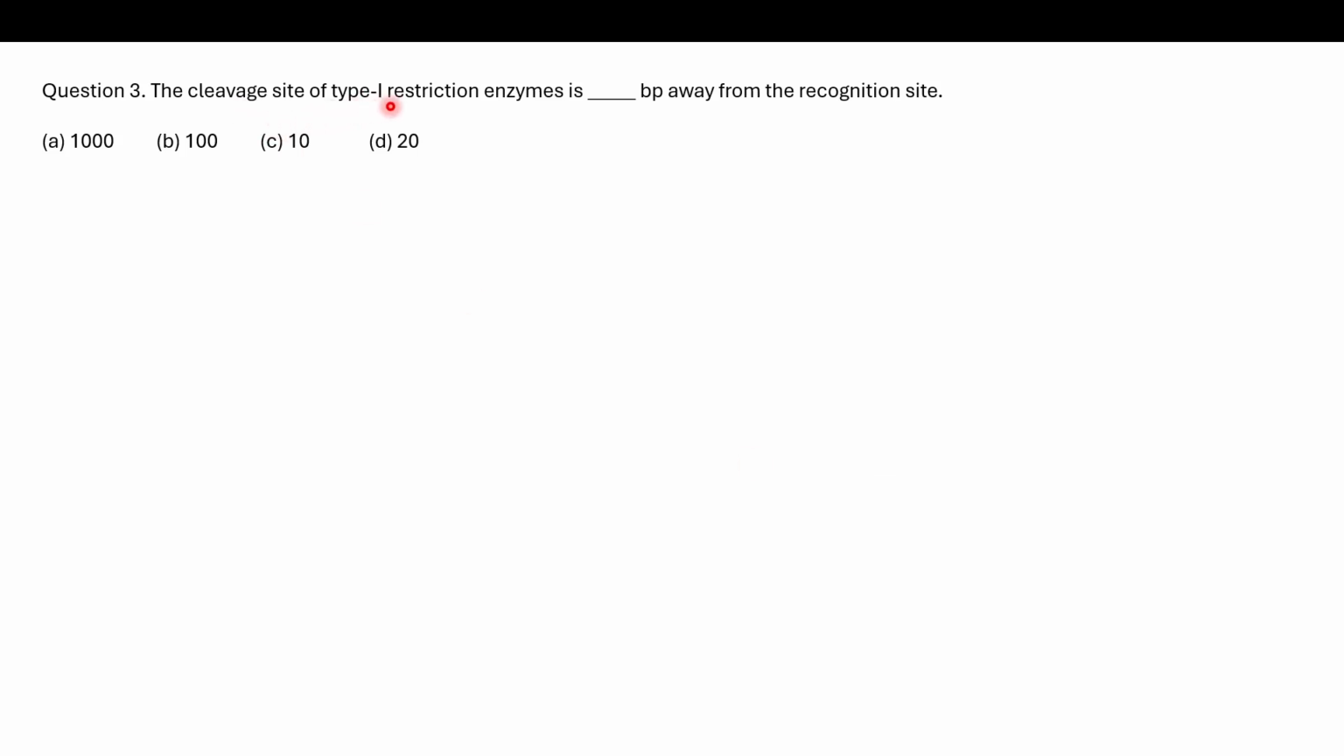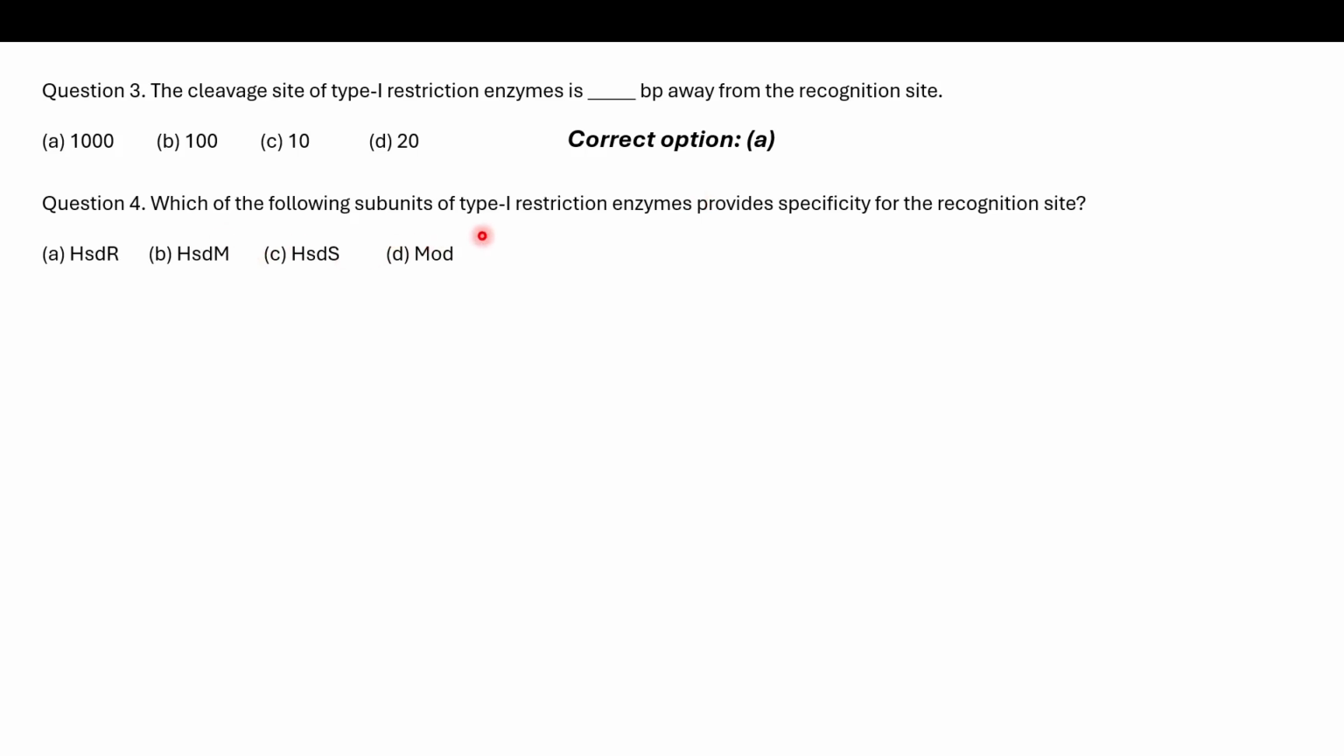The cleavage site of type 1 restriction enzymes is dash base pairs away from the recognition site. Answer is option A. We looked at it, like 400 to 7,000 base pairs away. So 1000 lies in that range, so the correct option will be option A. Now, which of the following subunits of type 1 restriction enzymes provides specificity for the recognition site? We looked at it. The option will be option C, HsdS. The HsdRSM module. S is the subunit which gives the specificity for the recognition site.